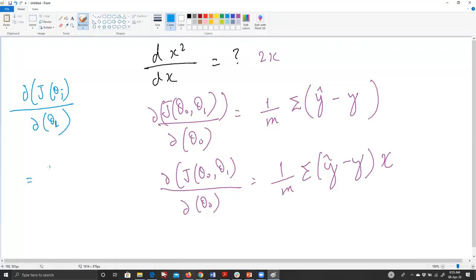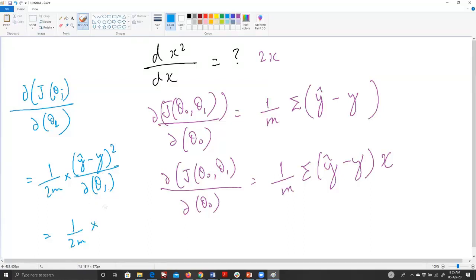So while you are differentiating this one, 1 by 2m (y minus y hat) minus y. Okay. Now the variable which contains theta 1 is y hat. And so of course you can do this chain rule. I will just take a shortcut here just to solve this problem.